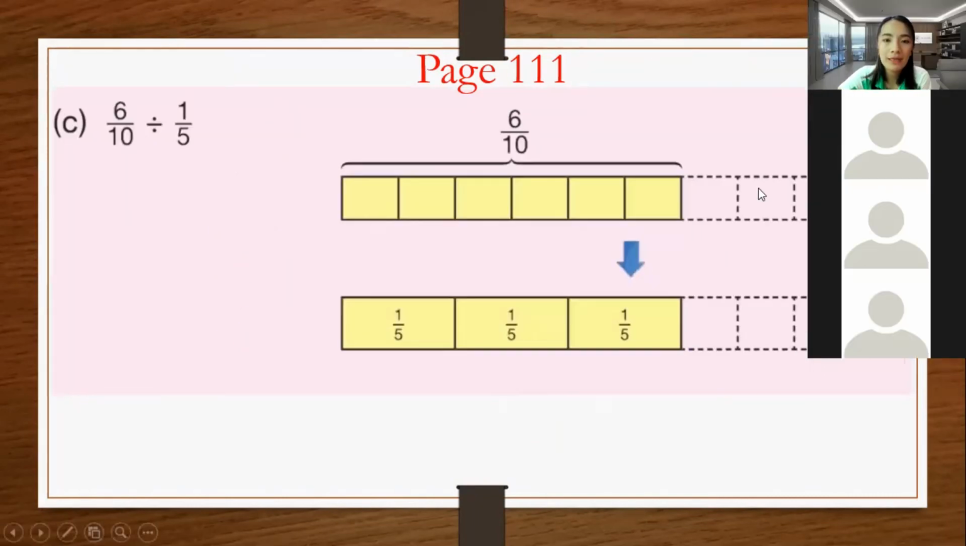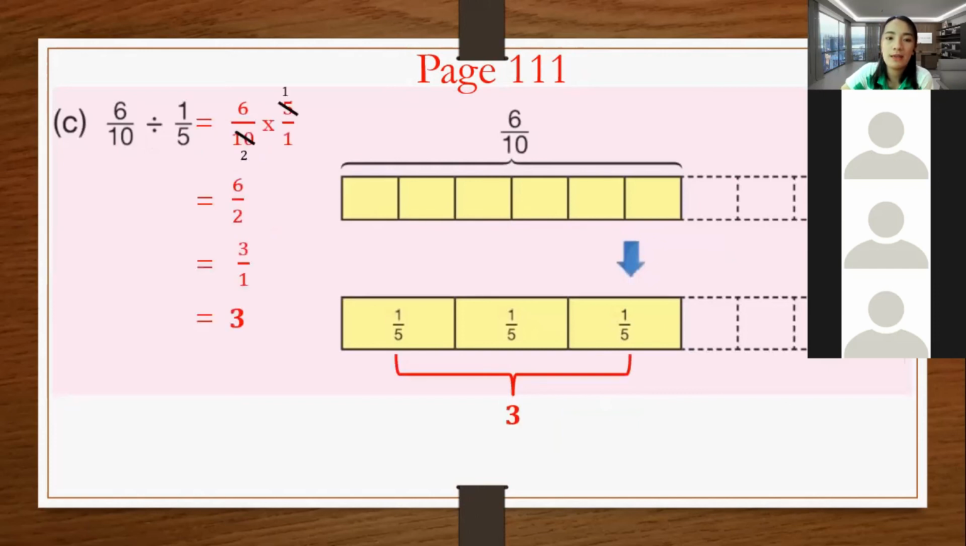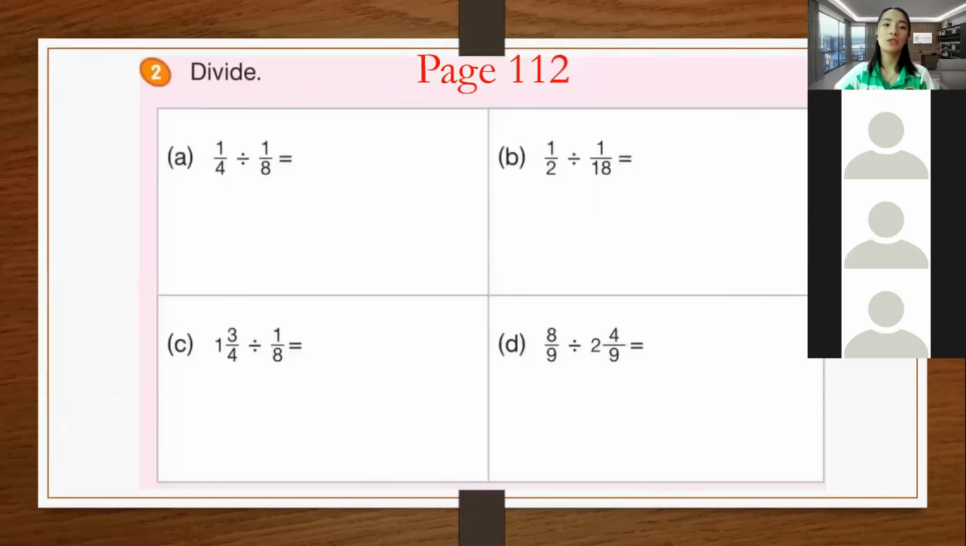Letter C. What is your answer? 6 over 2 or 3 over 1, or 3. Very good. Let's move on to page 112. Number 2, divide. So we have here A, 1 over 4 divided by 1 over 8. What is your answer? 2 over 1, or 2.